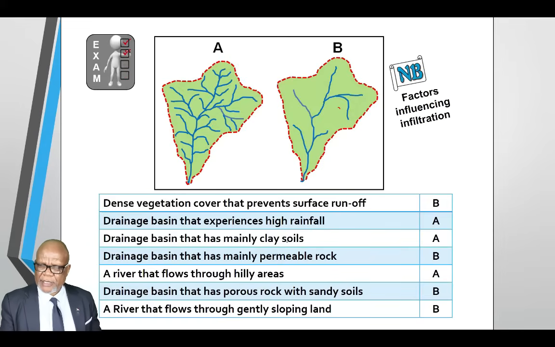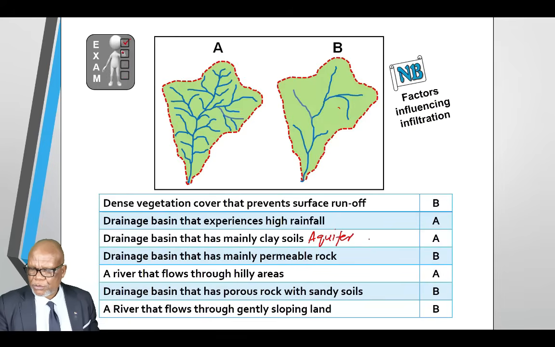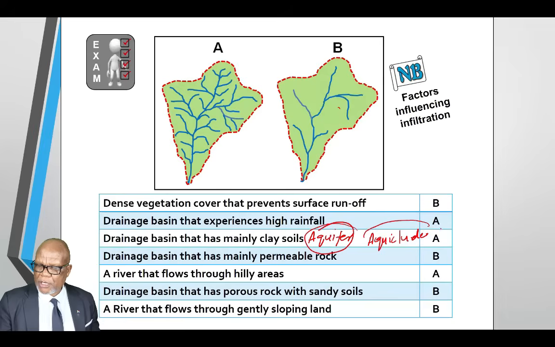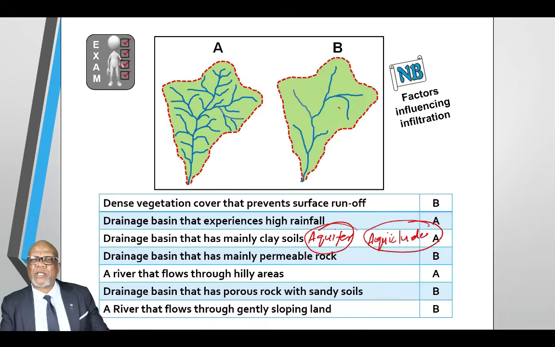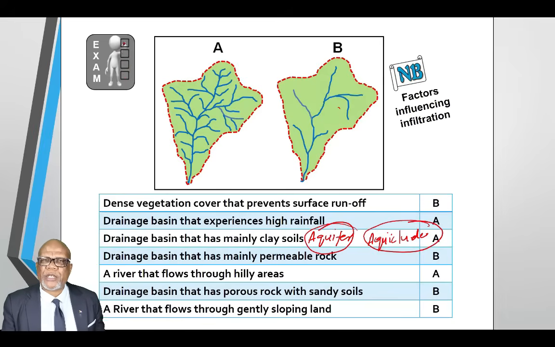Drainage basin that has mainly clay soil. Clay soil does not allow water to pass through easily. So we have what we call an aquifer, and we have what we call an aquiclude. What is an aquifer? It's a surface that allows water to pass through easily. And what is an aquiclude? It is a surface that does not allow water to pass through easily.